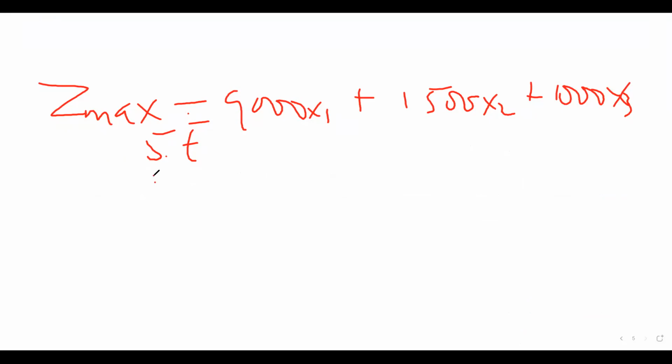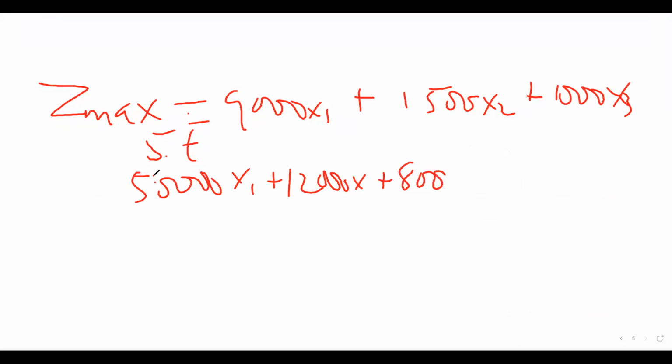Okay. The first one will be what? 50,000 x1, plus the second one was giving us 12,000 x2, then the last one was giving us 8,000 x3, and all of this should be less or equal to $250,000. So this is your first constraint, which is a budget constraint.